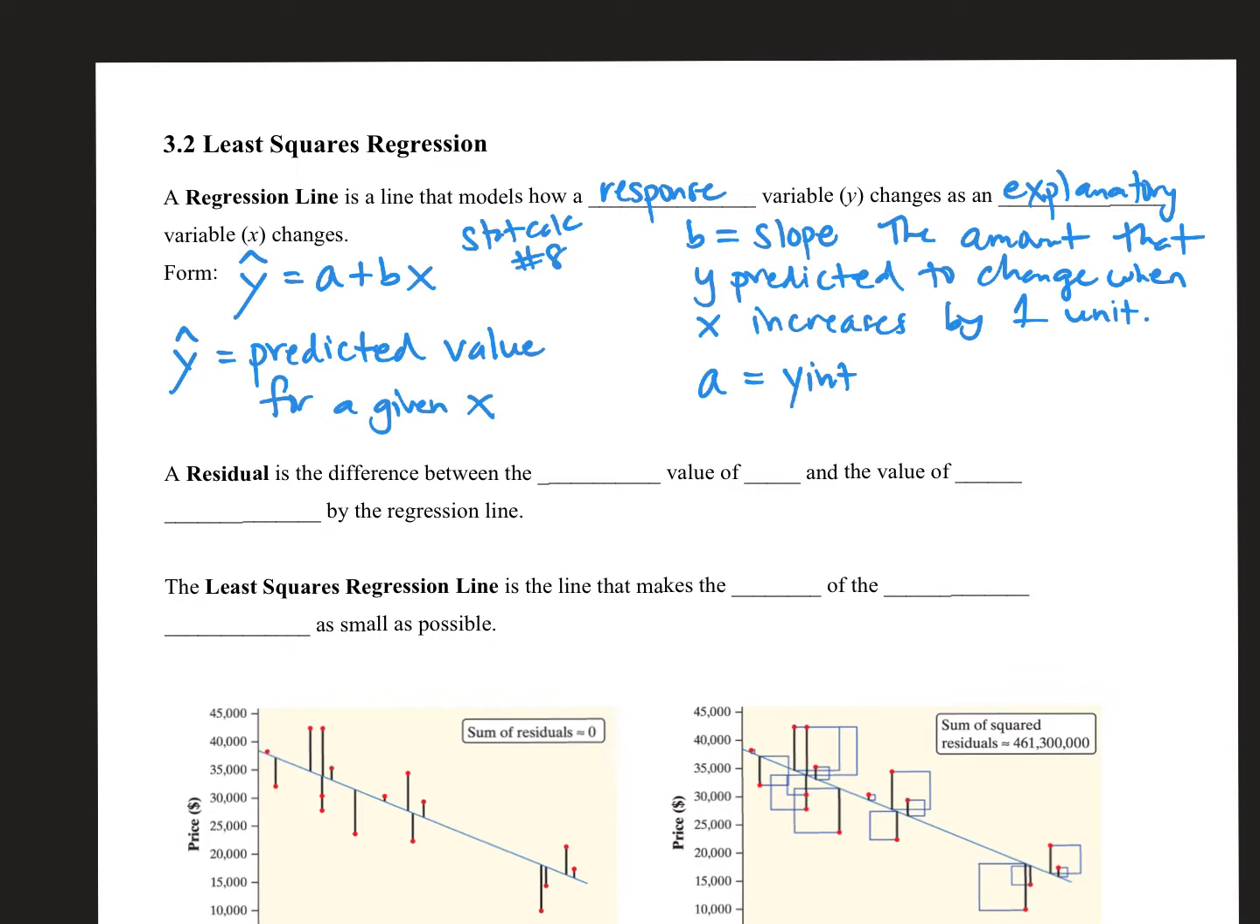And this is the predicted value. There's that word again. The predicted value of y when x equals 0. Okay, awesome.